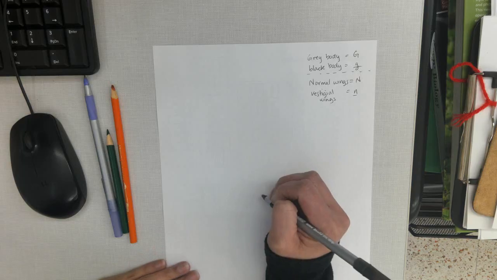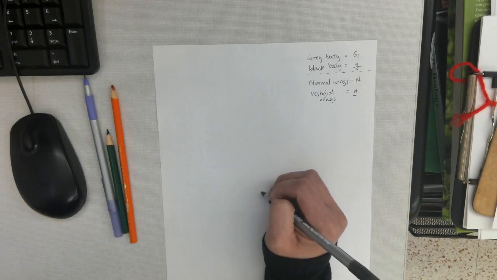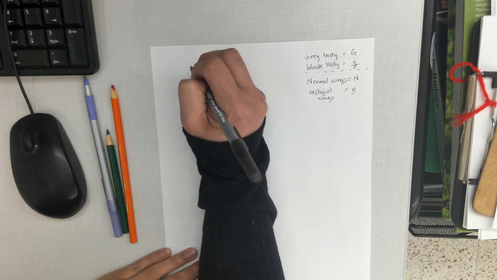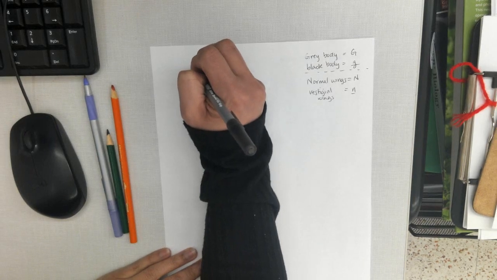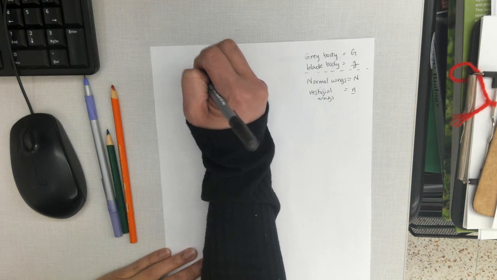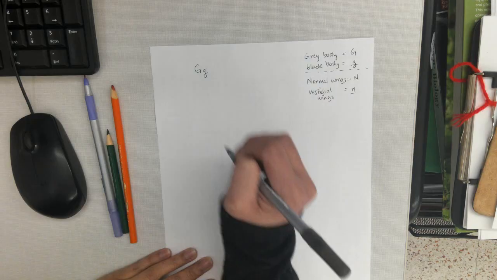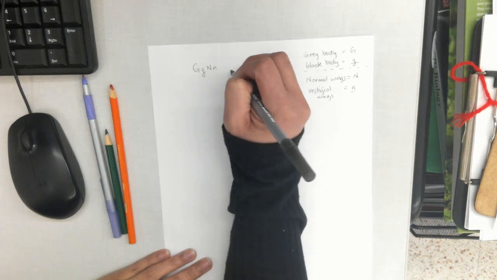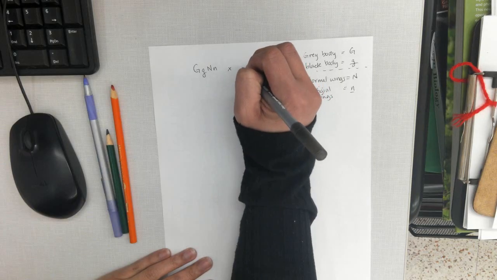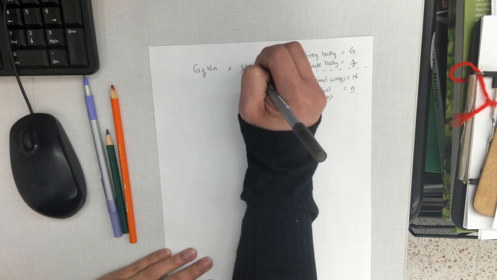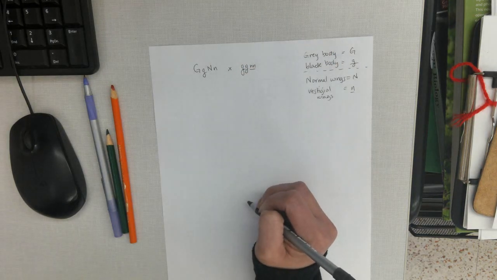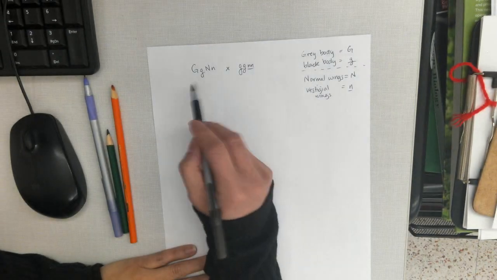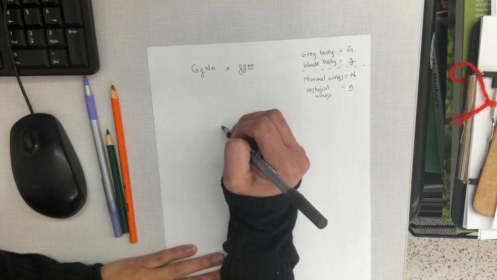Alright, so what he did was he took a look at two parents. One was heterozygous for both traits, so heterozygous for gray body and also for normal wings. And he crossed it with a parent homozygous recessive for both of the traits. He wanted to see what was going on with those traits and how they're going to be passed on.